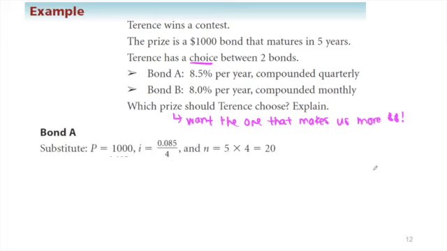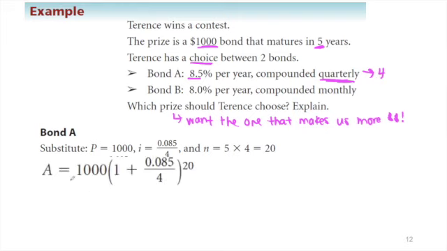Okay, so for bond A, your principal is $1,000. It tells us that right there. You have 0.085, which is your interest rate, and your compounding period is 4. So you're going to divide your interest rate by 4. Then you have your number of years, which is 5, and you're going to multiply your number of years by 4, because that's your compounding period, to equal 20.